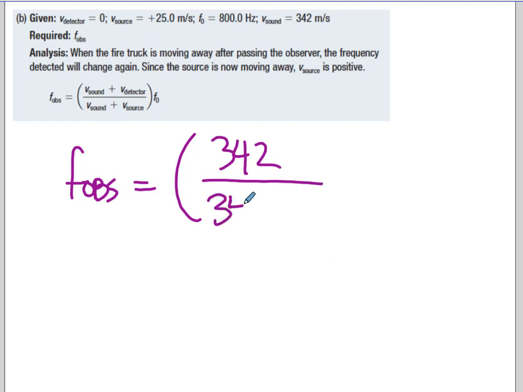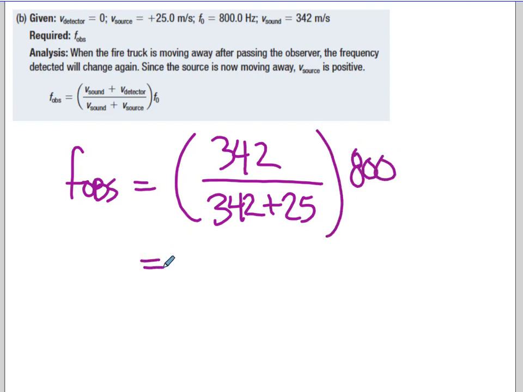342. Now we do plus 25, and our original was 800 when we punched that all in. So 342 divided by, what's that, 367 times 800, and I'm expecting a number less, 746 hertz, which is what I get. Cool. So it's not a hard equation to deal with.